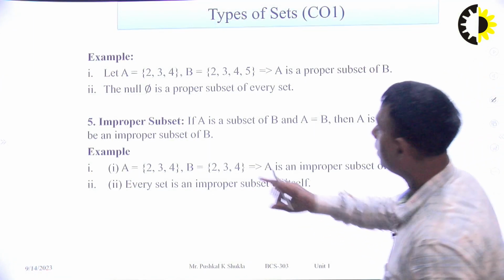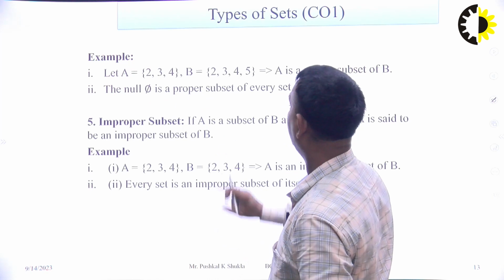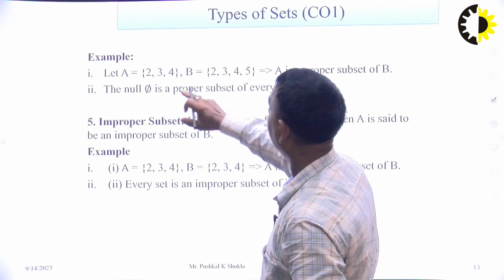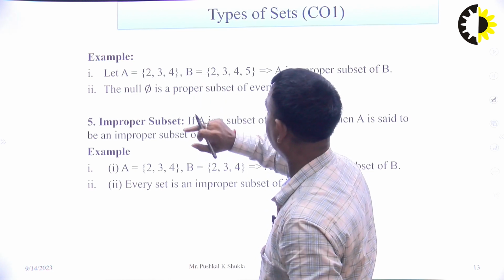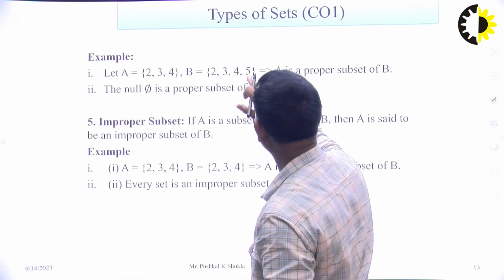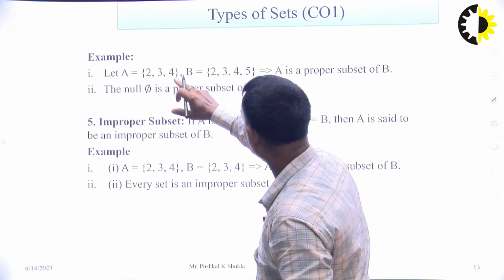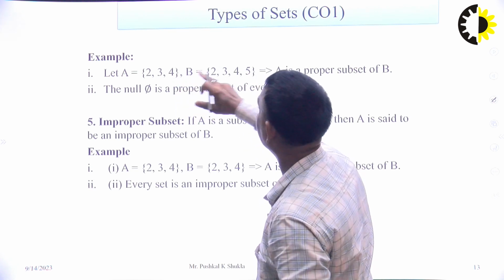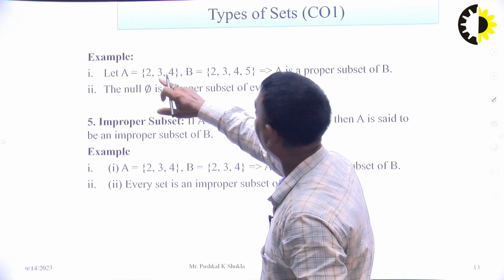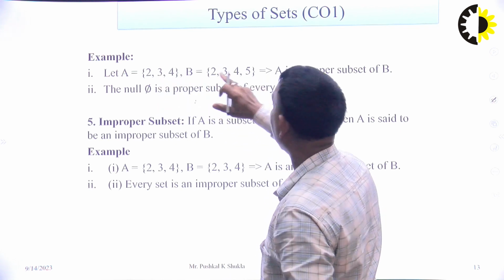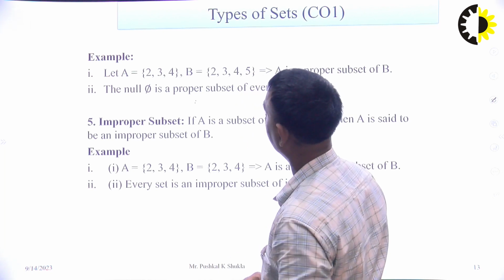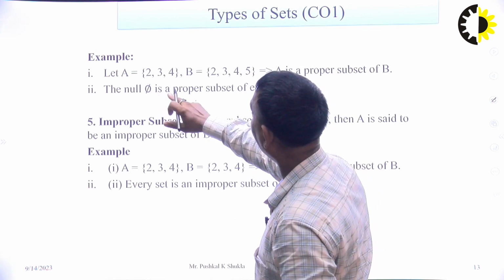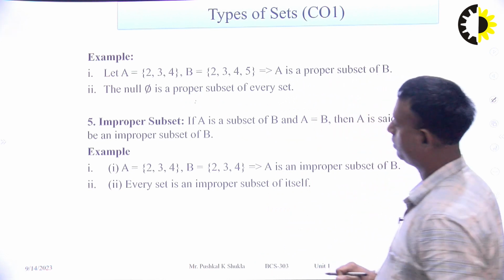Another example, let A equal to {2, 3, 4} and B equal to {2, 3, 4, 5}. So we can say A is a proper subset of B. Here there is at least one element in B that is not in A. That is, 5 is in B but not in A, and all the elements of A are in B. So we can say A is the proper subset of B. The null set phi is a proper subset of every set.